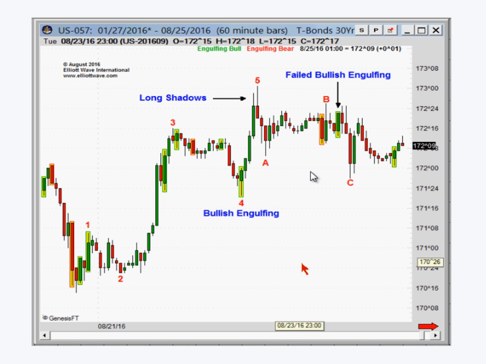Then I focus on pattern. That's the second critical element. First critical element is trend. Second critical element is pattern. And when I say pattern, I'm talking Elliott wave patterns.